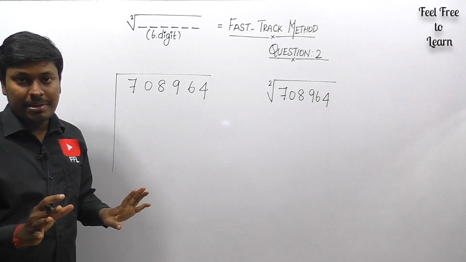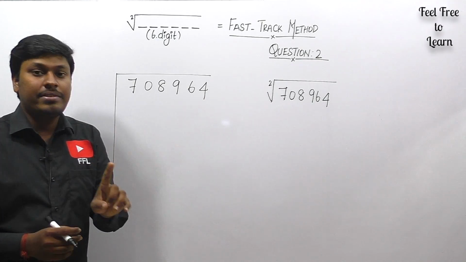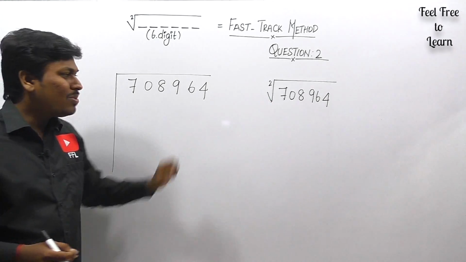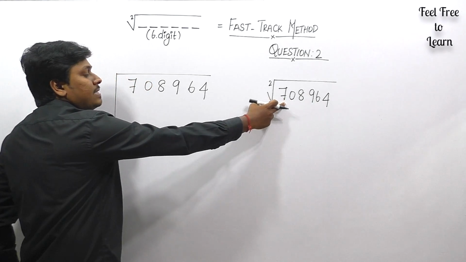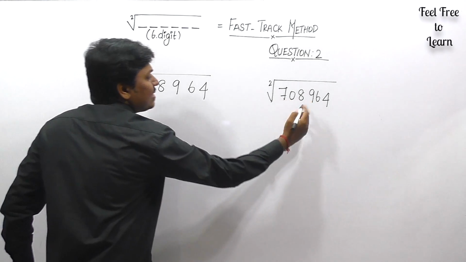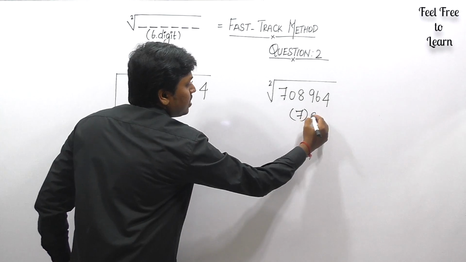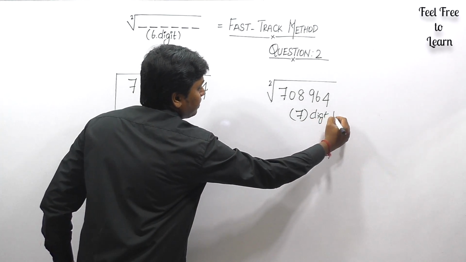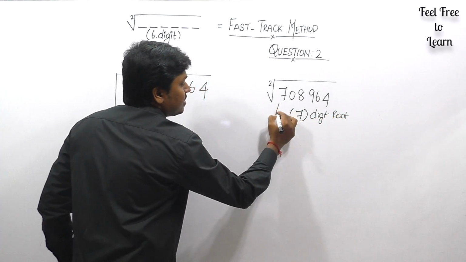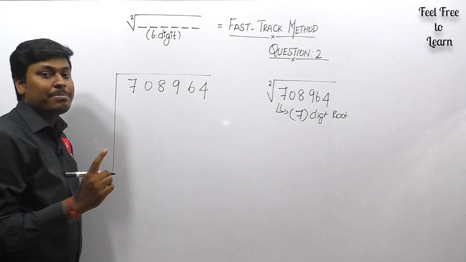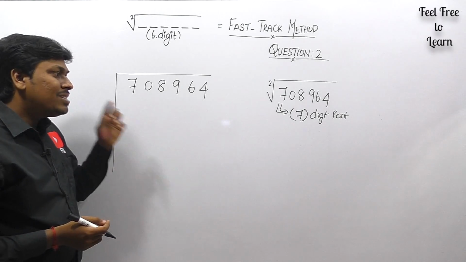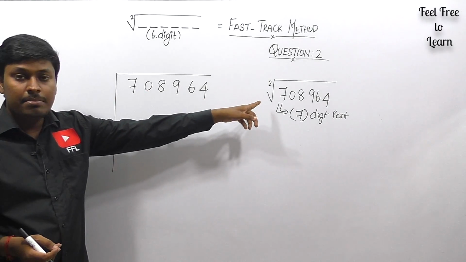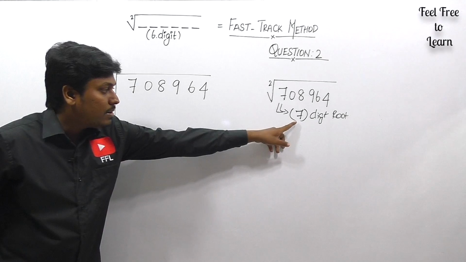708964, a 6-digit number, right? Step number 1, always first of all find the root digit of the number. The root digit of the number: 6 plus 4 is 10, 19, 19 plus 16, and so on. Finally the root digit of the given number is 7. So friends, got it? This should be your step number 1. Always step number 1 is you need to find the root digit of the given number. When you add all the numbers, it becomes 34. So 4 plus 3 will be 7.